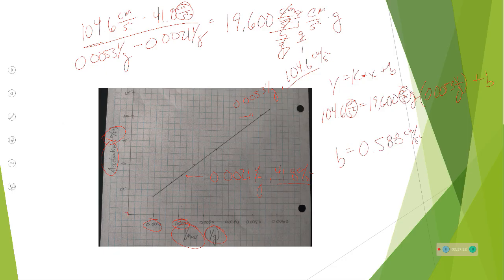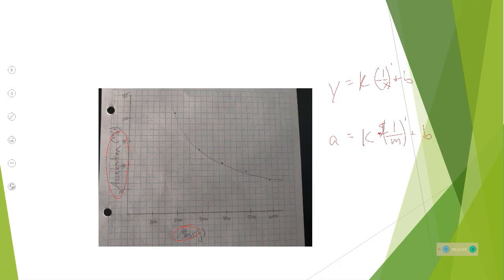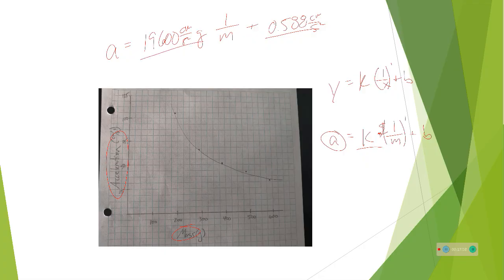So what's my final answer? My final equation is acceleration is equal to my k value, 19,600 centimeters per second squared times g, times 1 over mass, plus 0.588 centimeters per second squared. We have the constants, and we have the original variables in place, so we have the equation of this nonlinear function. The end.